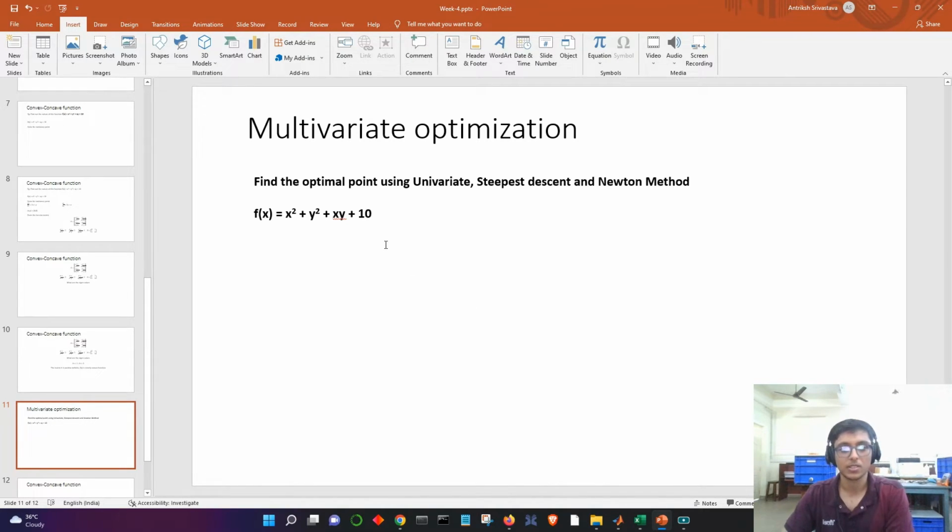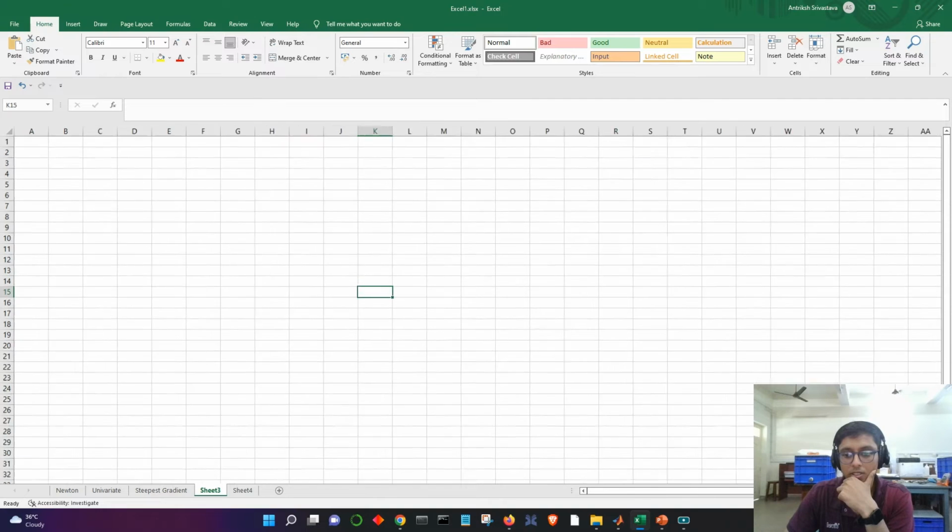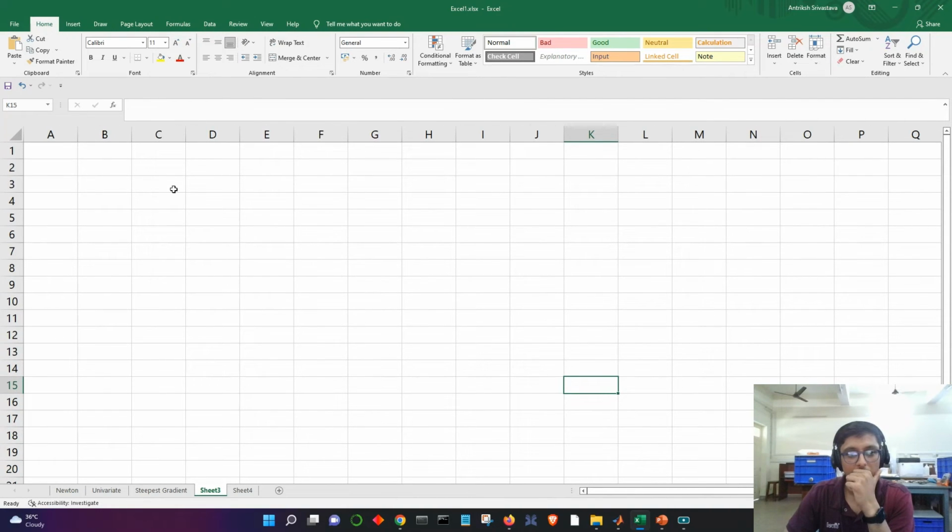Yes, sir. Okay, so we have the function x square plus y square plus xy plus 10, and we want to get the point of optima using the univariate and steepest descent method. Let me zoom in. Is this much zoom fine? Yes, sir.